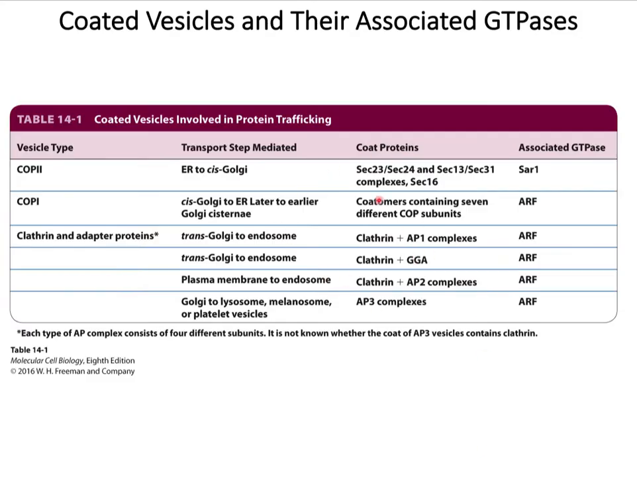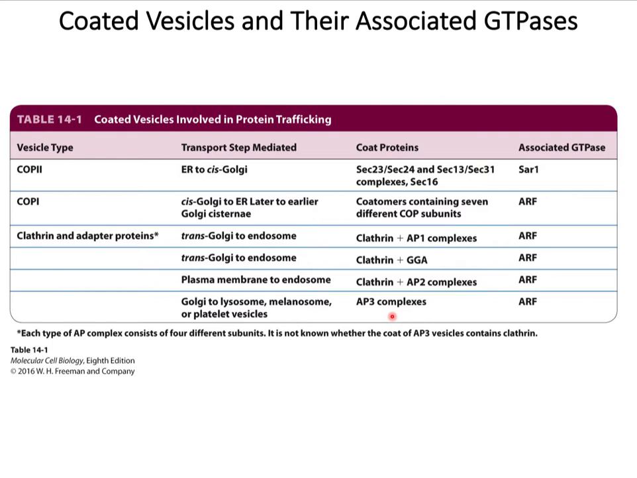So here is a table that shows that actually all the coats, not just the coatomer coats but also clathrin coats, have some kind of associated GTPases. In the case of COP2, the associated GTPase is known as SAR1. In the case of COP1 and the clathrin-coated vesicles, the associated GTPase is ARF, known as the ADP ribosylation factor. So let's see how each of these functions in the formation of these coats.